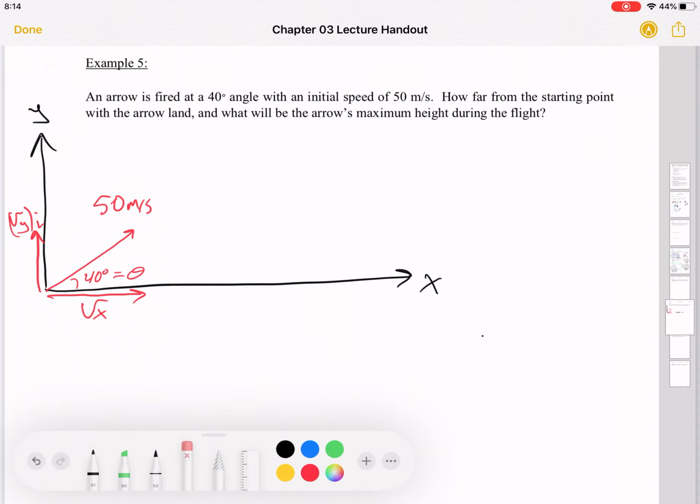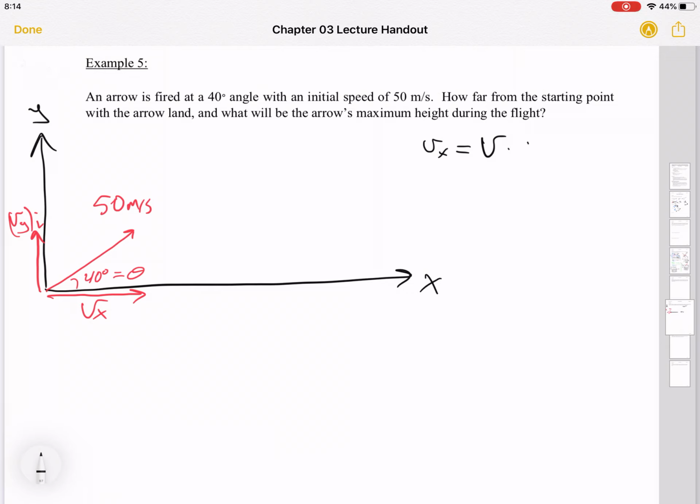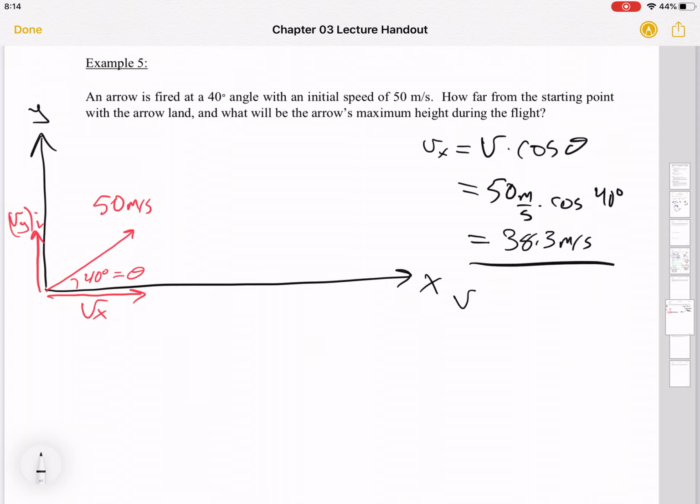So Vx is the adjacent side of that right triangle. Do you see the right triangle there? This is the hypotenuse, and this is the adjacent side. So that's just V times cosine of theta, which is 50 meters per second times cosine of 40 degrees. That turns out to be 38.3 meters per second. And then Vy initial must be the other side of that triangle. It's sine of 40 degrees. So that's 50 sine 40 degrees, which is 32.1.